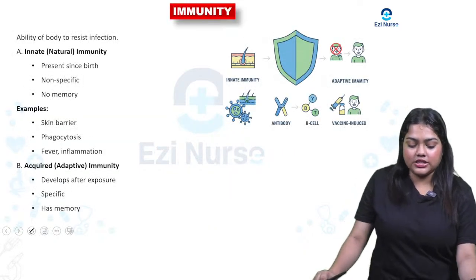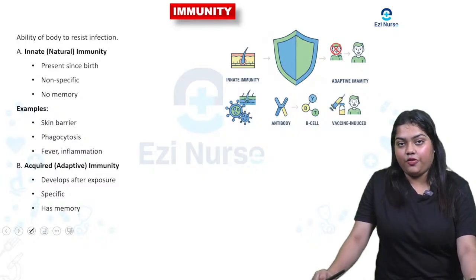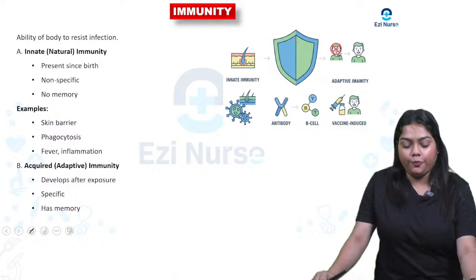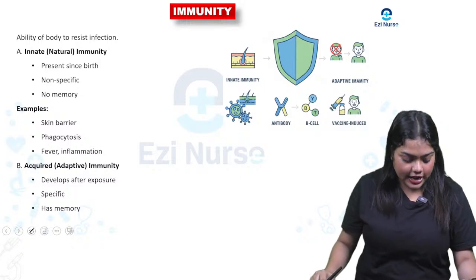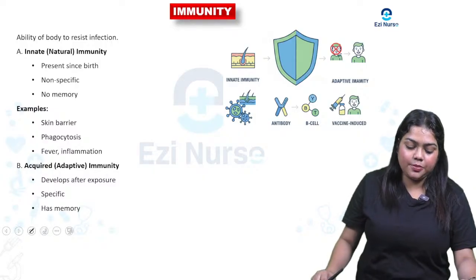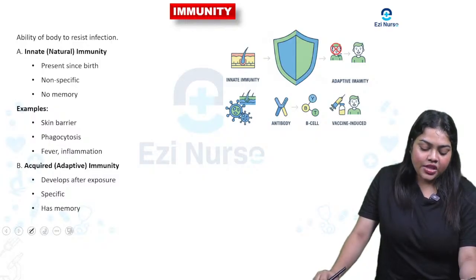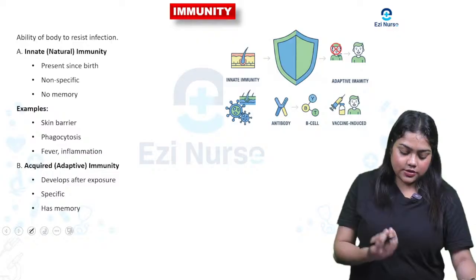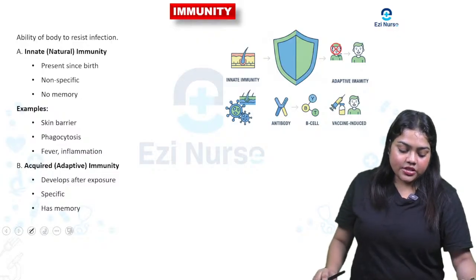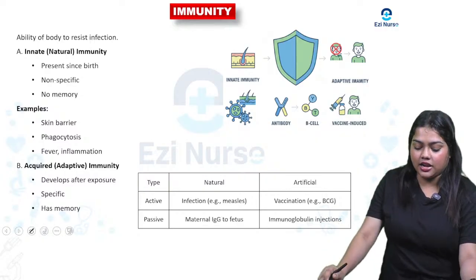Come to immunity. What is that? It is the body's ability to resist infection or any kind of invasion by pathogens. Okay, we have two types, innate immunity and acquired immunity. Innate immunity is present since birth. It is non-specific and has no memory. Acquired immunity develops after exposure. It is very specific and has a memory. Examples of innate immunity are the skin barrier, phagocytes, fever and inflammation.